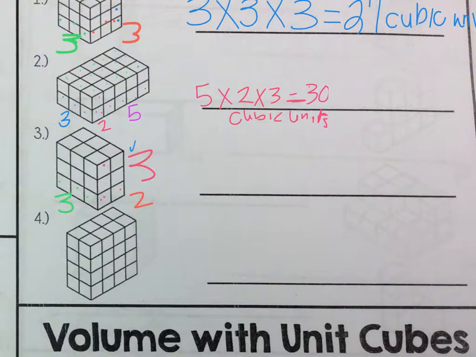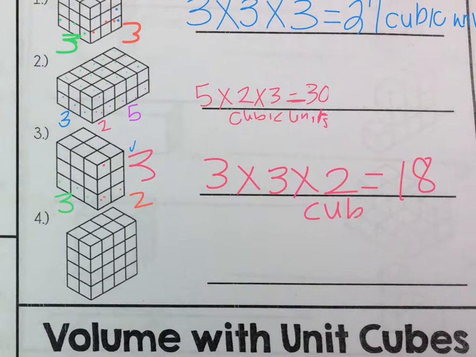All right. So what do I simply need to do here? Multiply. 3 times 3 times 2. What's 3 times 3? 9. Times 2? 18. But what kind of units are they? Cubic units. You don't know whether it's inches or meters. Very good. You don't know what they are.